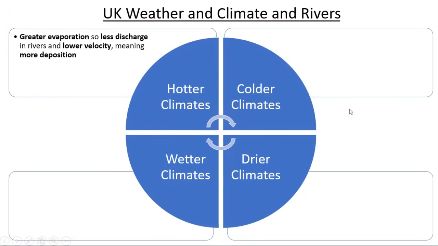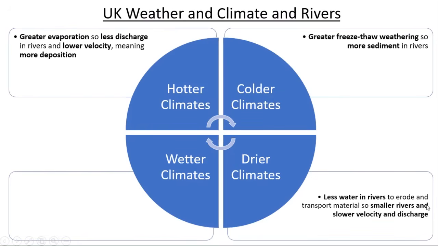Colder climates can actually have the same effect if it's frozen, but generally speaking you're more likely to get more freeze thaw. So because it's colder, there's more sediment going into the rivers, and again, more sediment means it can deposit more as well, so you might get extra deposition here. When it's drier, exactly the same, less water in a river to erode. So if it has a particular period of less rain, even if it's not hot, if there's less water going into the river, it reduces the ability of the river to carry stuff, so slower velocity and more deposition occurs.